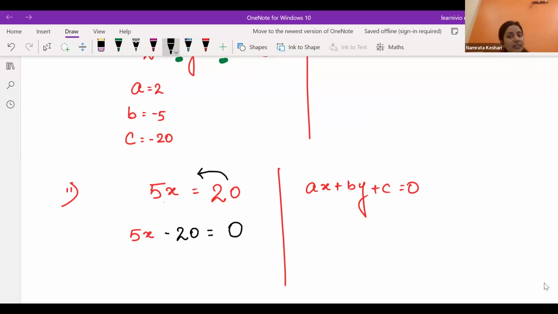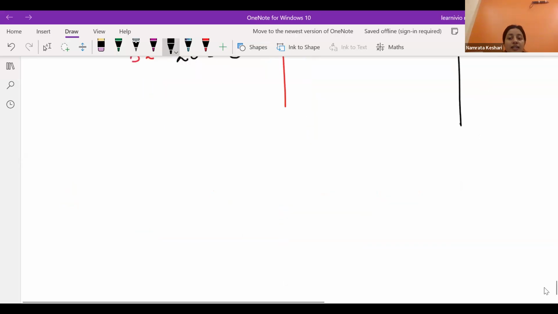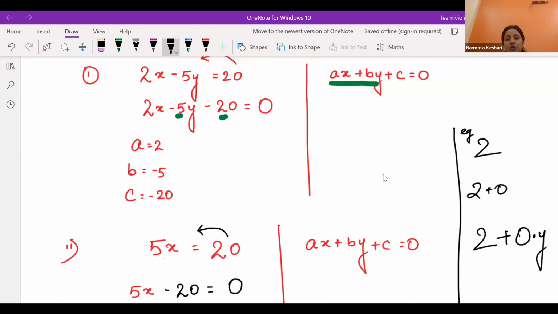Now it's time to write a, b, c, but we realize the y term is not there in our equation. We understand that 2 and 2 plus 0 are the same thing. We can write 2 as 2 plus 0, and we can also write it as 2 plus 0 into y. Still it is just 2. Yes or no? Yes, ma'am.